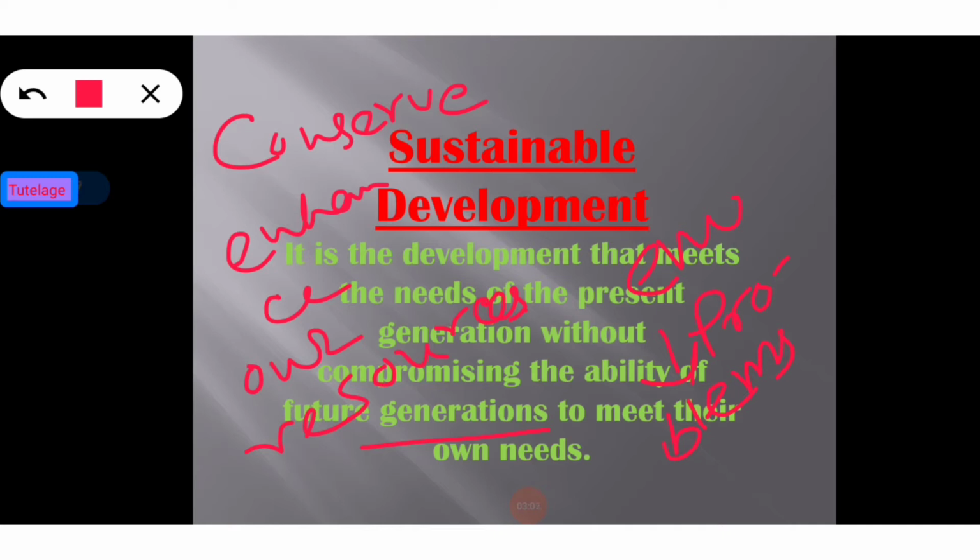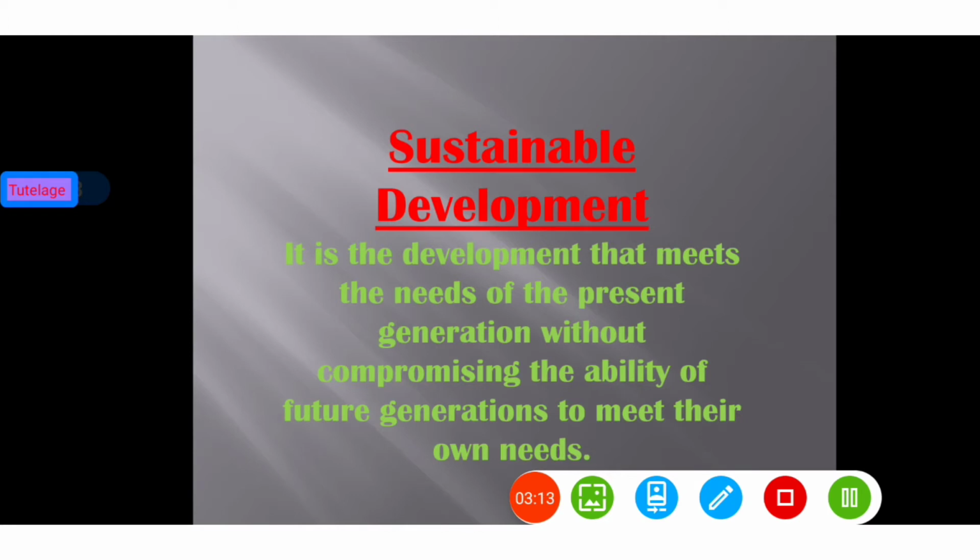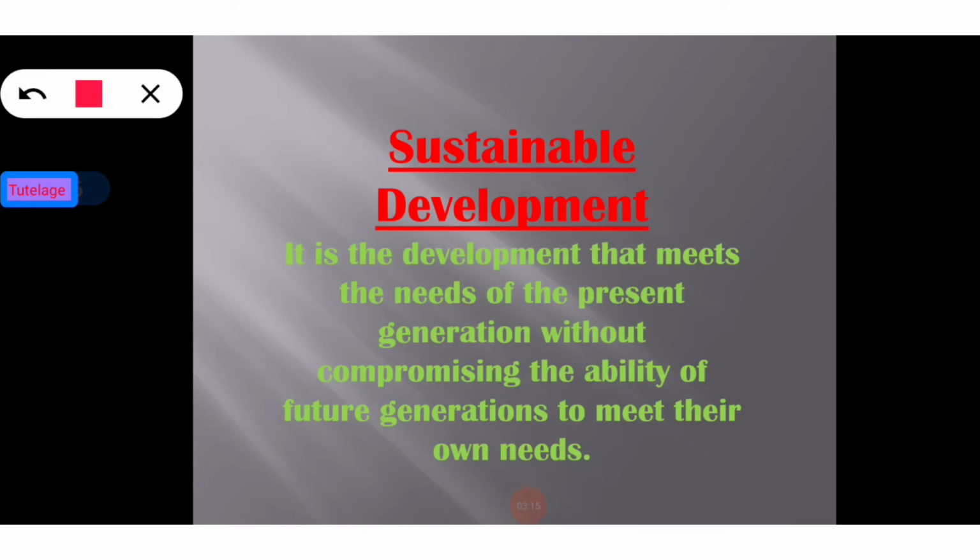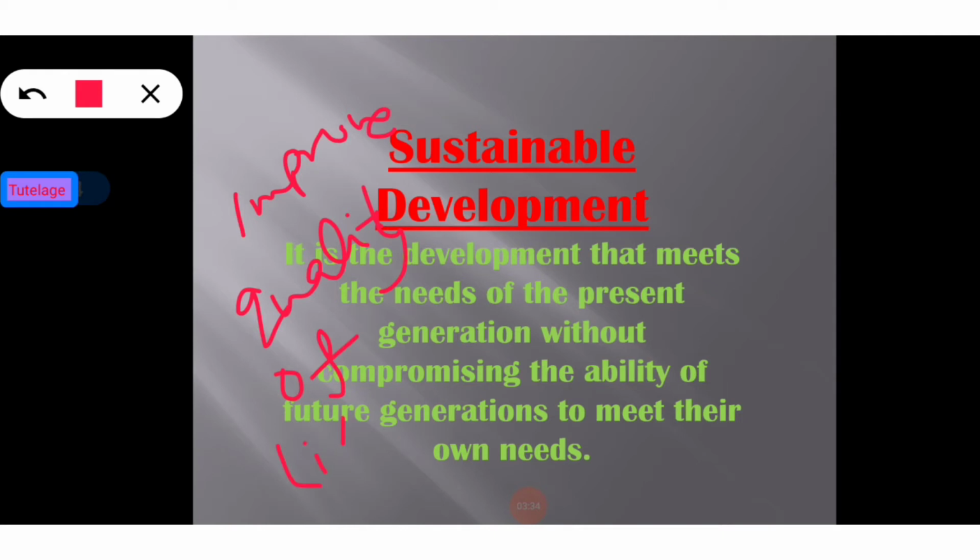Now going to some features of sustainable development. What is the main feature of sustainable development? One of the most important features is that it helps to improve the quality of life. Obviously, it minimizes the depletion of natural resources. It minimizes environmental degradation. It minimizes environmental problems and many more. Now move on to the next.